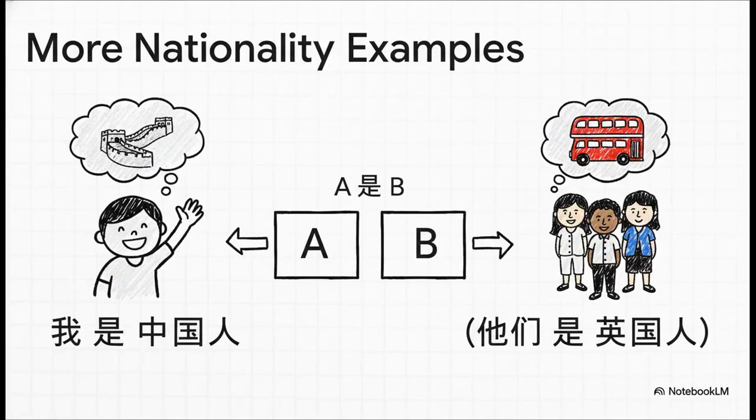Let's look at a couple more, just to really lock this in. I am Chinese is 我是中国人. 中国 for China, plus 人 for person. They are British is 他们是英国人. 英国 for Britain, plus 人. The core logic stays identical. You're just swapping out the pieces.